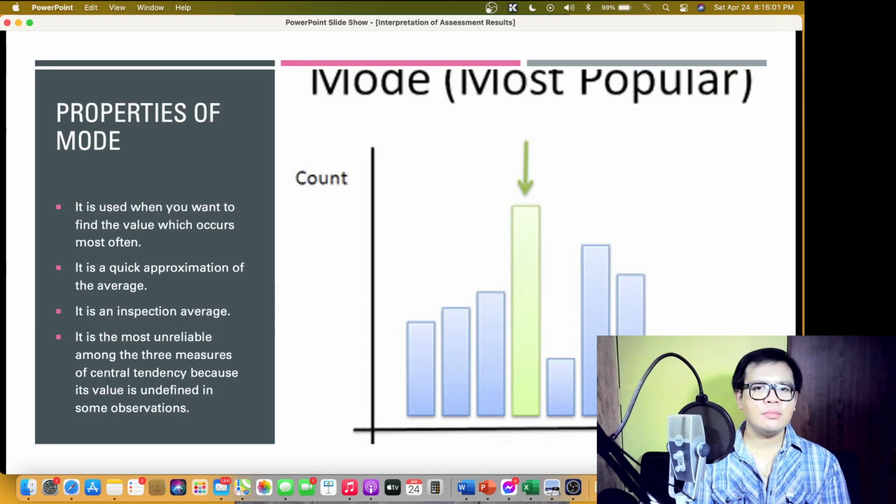Or percentage of which is being taken part. So, use of mode. This is used when you want to find the value which occurs most often. It's a quick approximation of the average, and it is an inspection average.